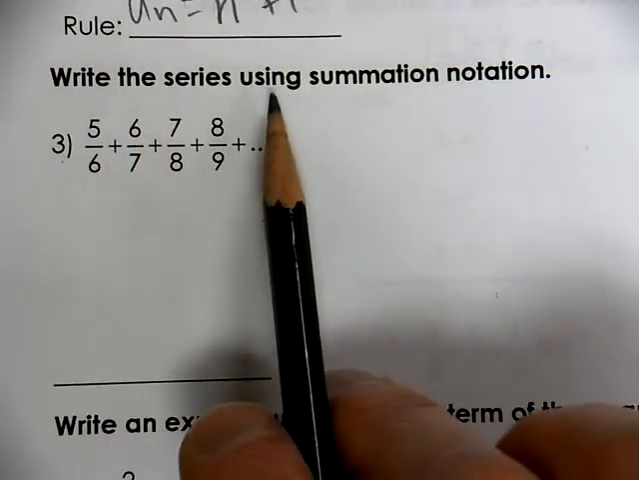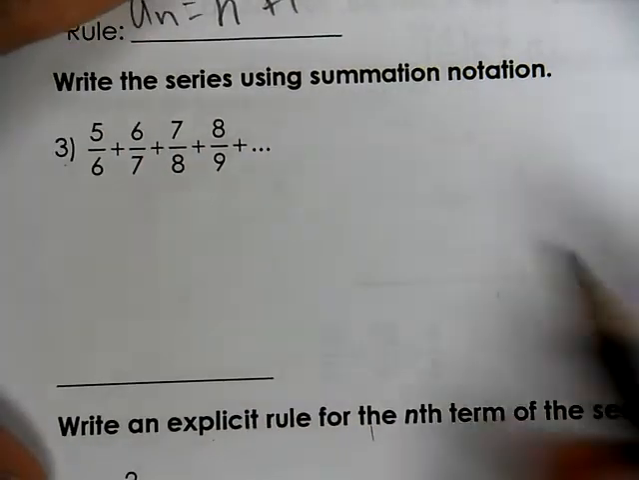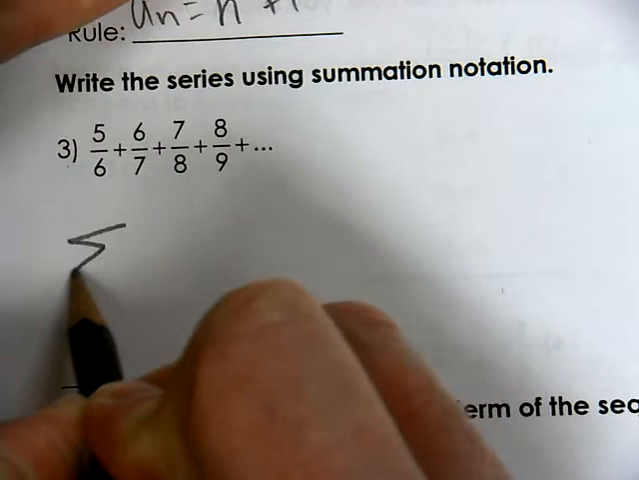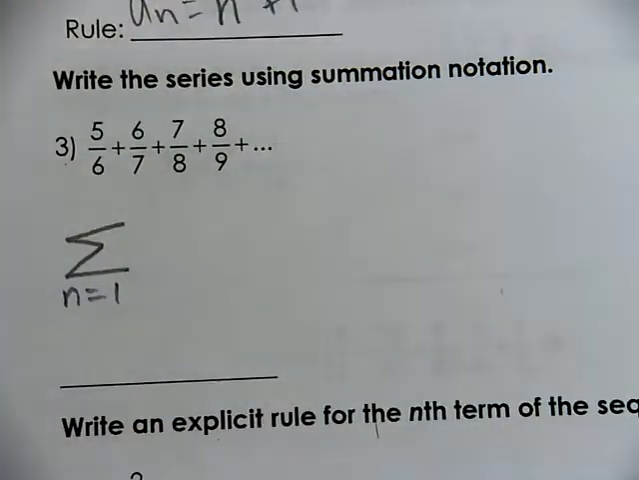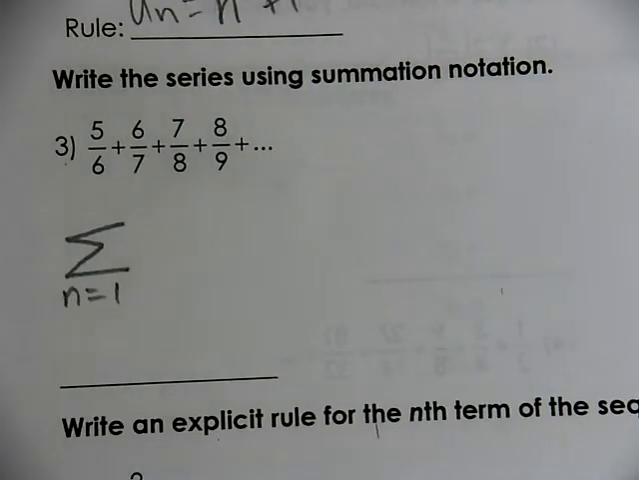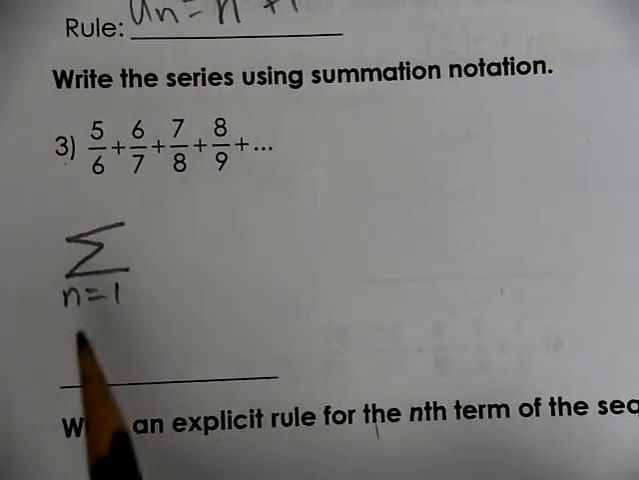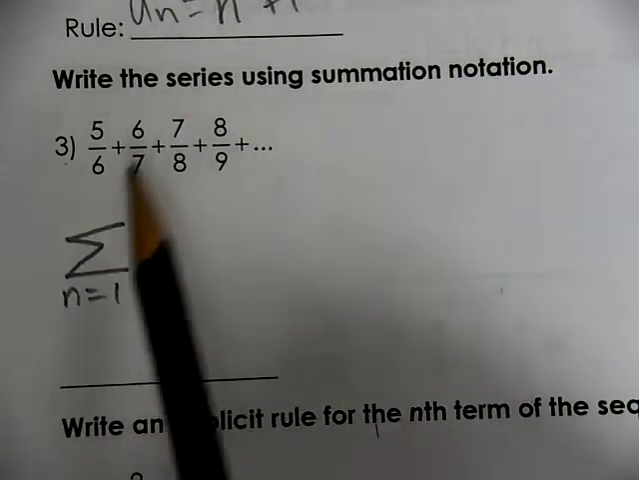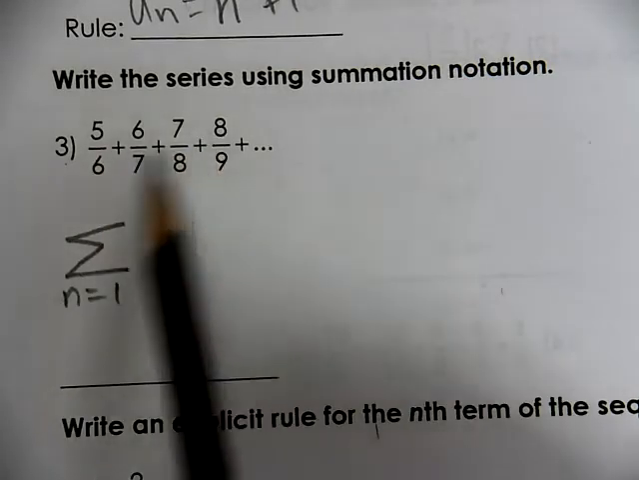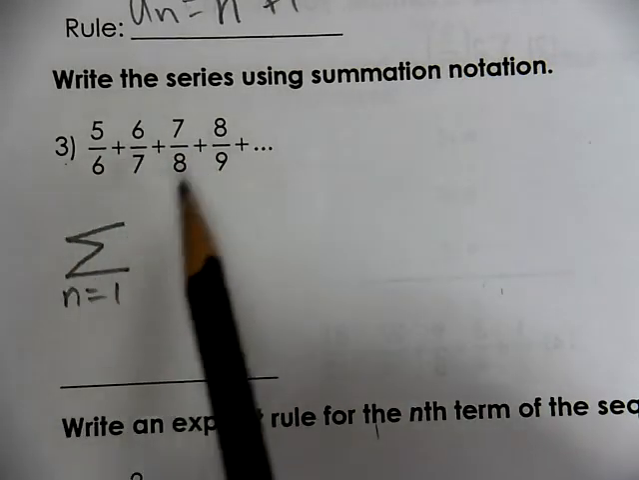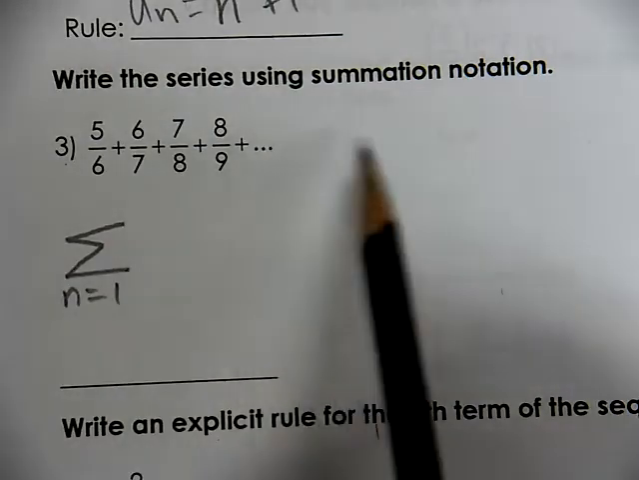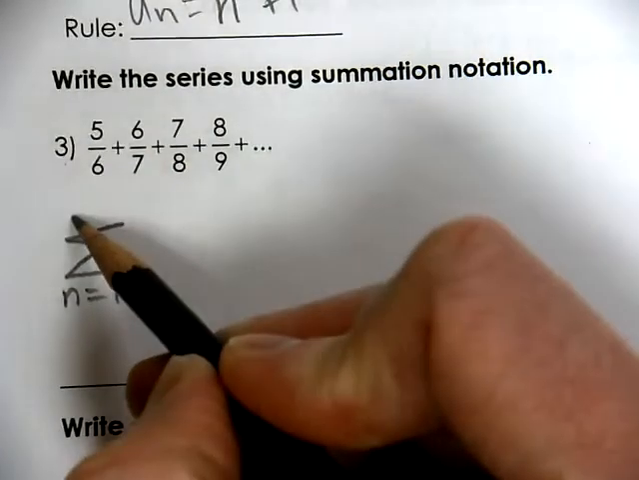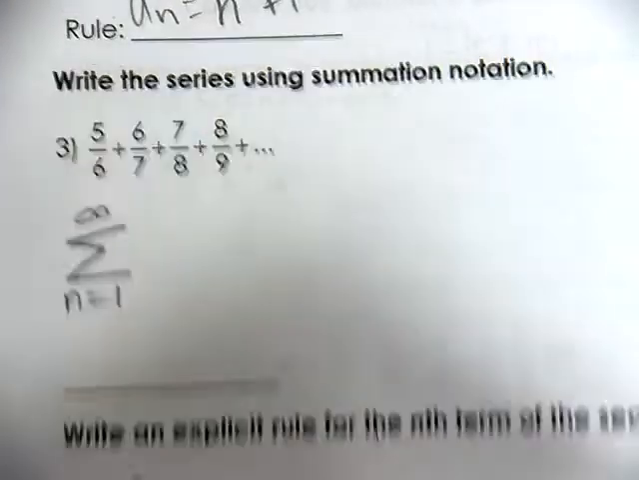We're going to write a series using summation notation. Summation notation is using the sigma, and we always want that to start out where n equals 1. Now notice how this is adding, so it's a sum, that's why we're using summation notation, and it's dot dot dot, meaning there's no end to this series, so we're going to use the infinity symbol.